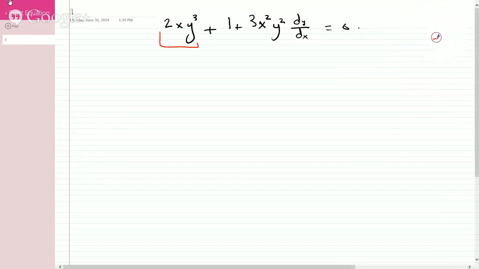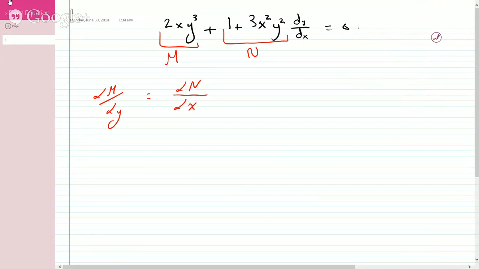The partials. So this is your M here, and the one that multiplies the derivative is your N, and this will be exact if and only if partial of M with respect to y is equal to partial of N with respect to x. Okay, so let's go ahead and find what that is.